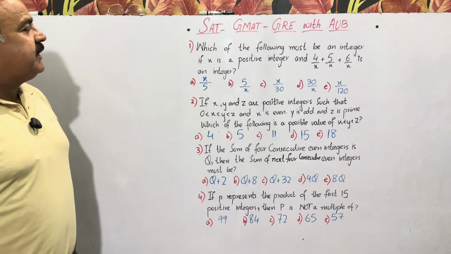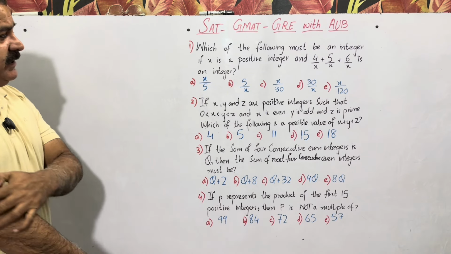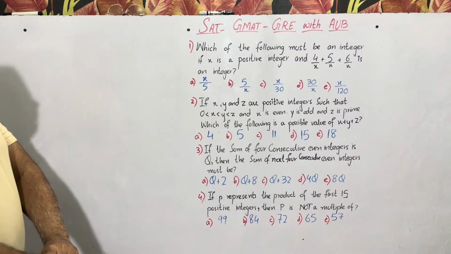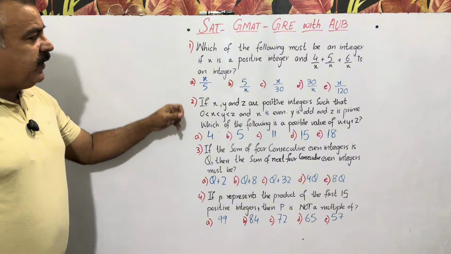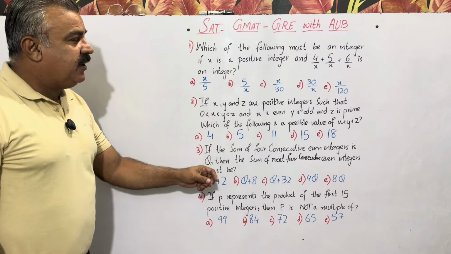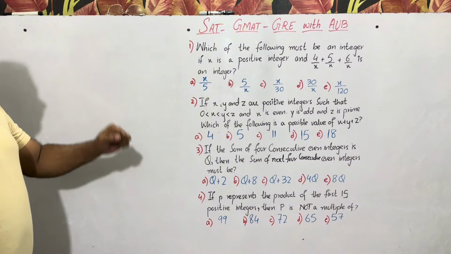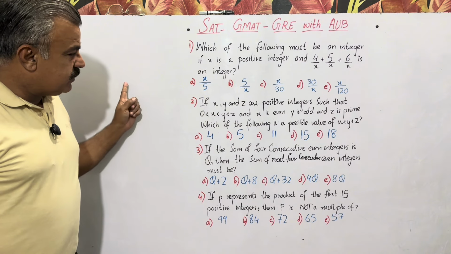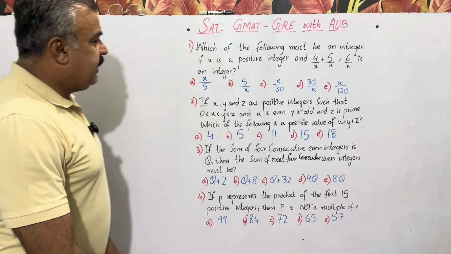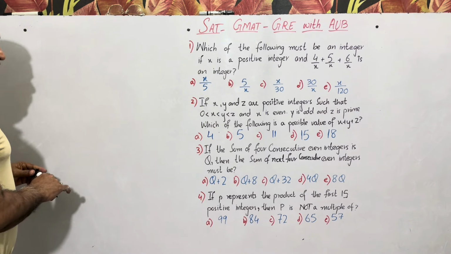Let's see some questions regarding the preparation of SAT, GMAT and GRE. Which of the following must be an integer if x is a positive integer and 4 divided by x plus 5 divided by x plus 6 divided by x is an integer? Then which of these 5 options is always an integer?